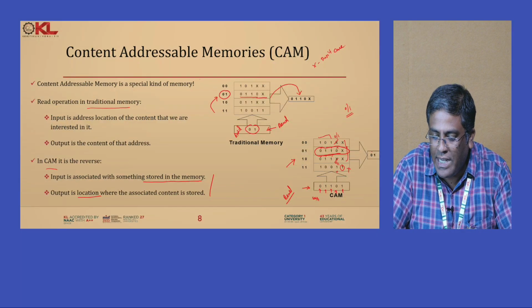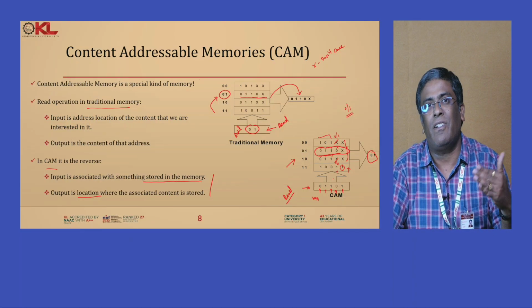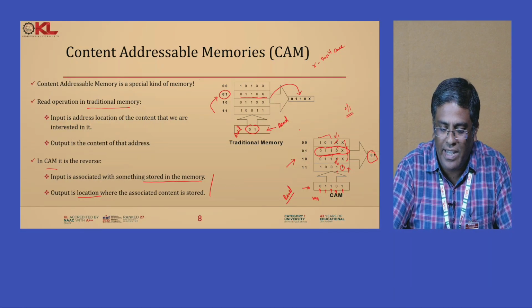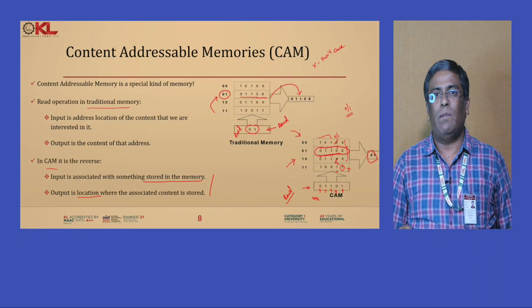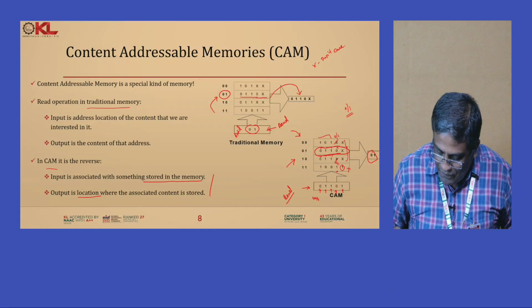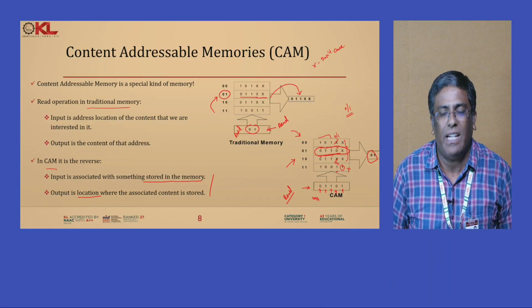So what is the output? We can see the output is showing as 0 1. What is 0 1? The address at which the particular content is available. So that is the way in which your CAM differs from your traditional memory architecture, right? So in CAM we are searching for the content available inside your memory architecture, right? Done.